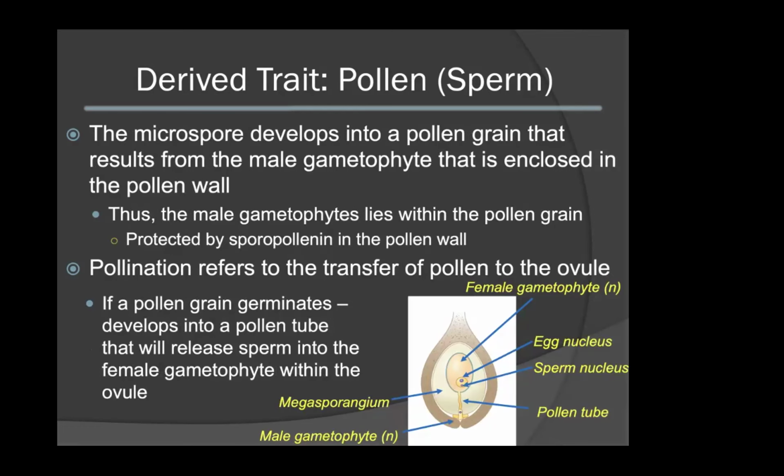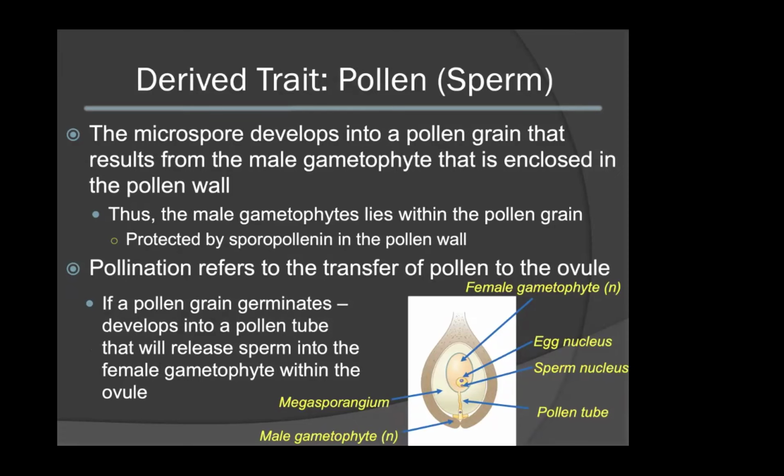The next derived trait is the presence of pollen or sperm. The microspore develops into a pollen grain. This results from the male gametophyte being enclosed in a pollen wall. Thus, within each pollen grain, you have a male gametophyte that lies within the center. This male gametophyte will be protected by the pollen wall, which is comprised of sporopollenin.